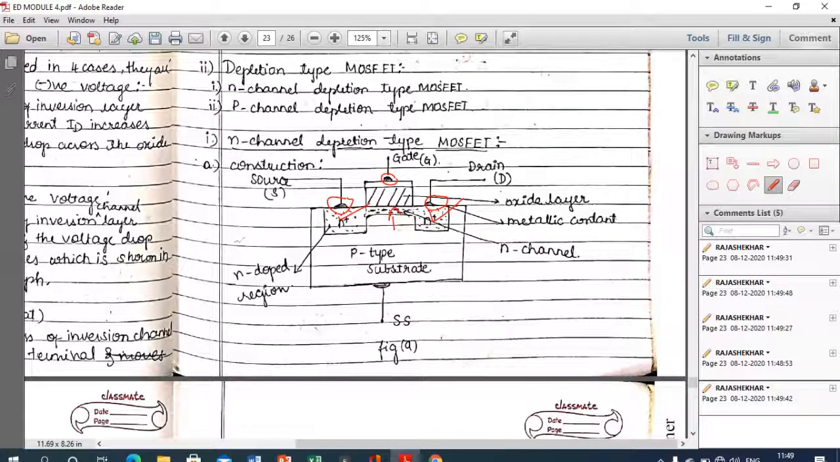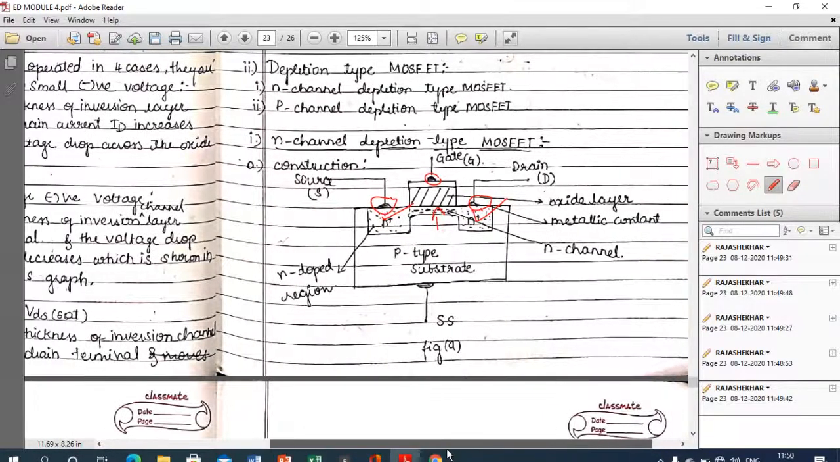Another important thing is that it is separated by an oxide layer. This oxide layer acts as an insulating material so that it won't provide any electrical connection between the gate and the channel. So it acts as an insulator. This is about the construction part for the n-channel depletion type MOSFET. I hope it is clear for everyone.